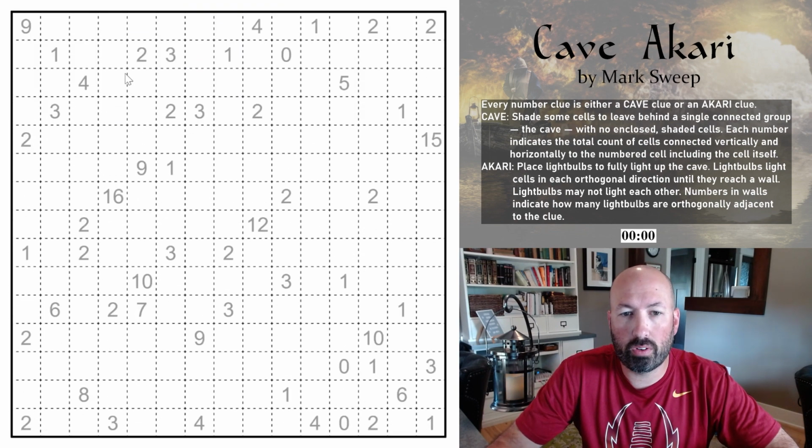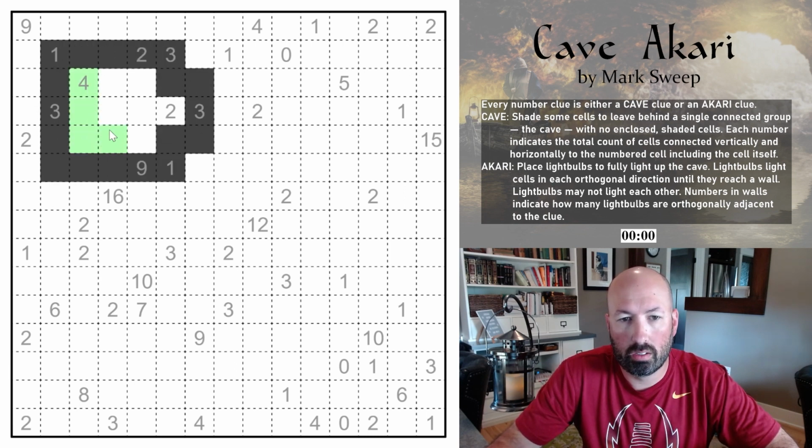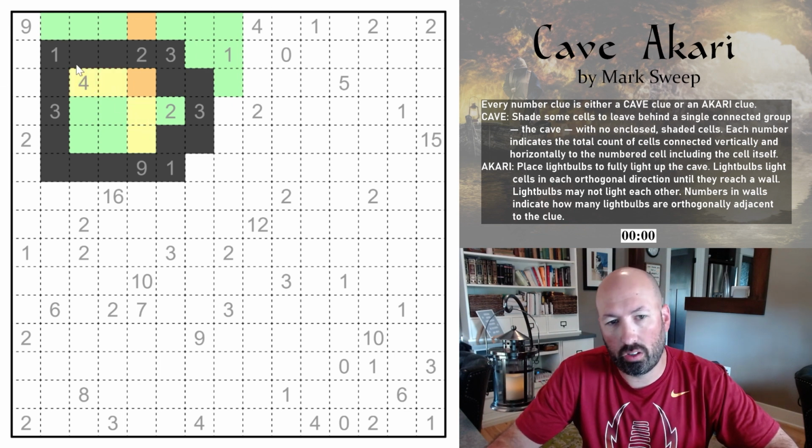So we've gone through the cave rules, now the Akari rules. Once we've drawn our cave, we're going to have some sort of wall, the cave inside, like this, and all the numbers in the walls are now Akari clues. Now the way Akari works is you're trying to light up the whole grid with light bulbs, and the numbers tell you how many light bulbs are adjacent to it. So this 2, for example, if this was our wall, would have to have 2 light bulbs connected to it, like this. And a light bulb lights up all of the cells in all 4 orthogonal directions until it hits a wall.